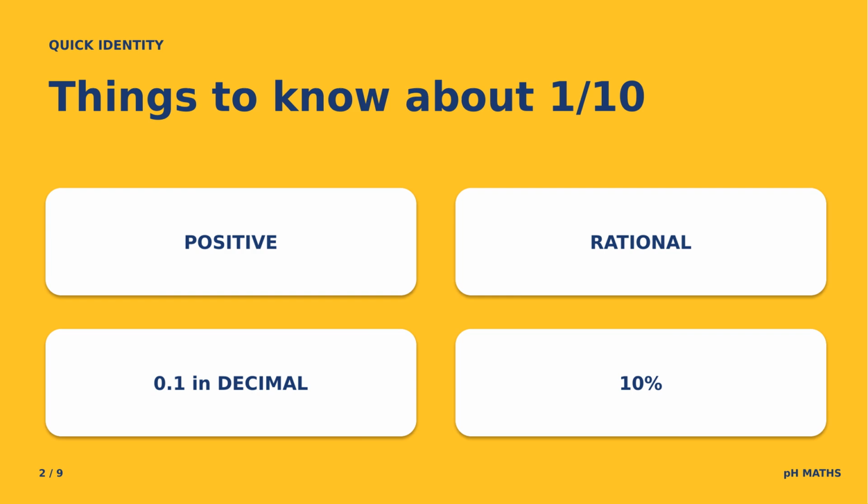Quick identity check. 1/10 is positive, 1/10 is rational. As a decimal, it's 0.1, which is clean, terminating. As a percentage, it's 10%, and 1/10 equals 10 to the minus 1. That last identity is the one to lock in, because it's the bridge between fractions, decimals, and standard form. 3 forms, 1 number.